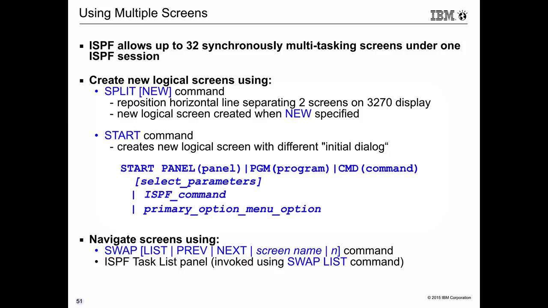You can also type swap list and it'll pull up a panel that shows a listing of all the screens you have open and allows you to select one from there. As you start getting a lot of screens, that is very useful.